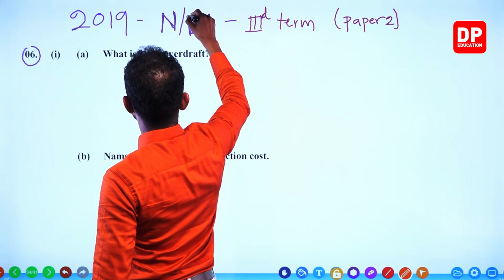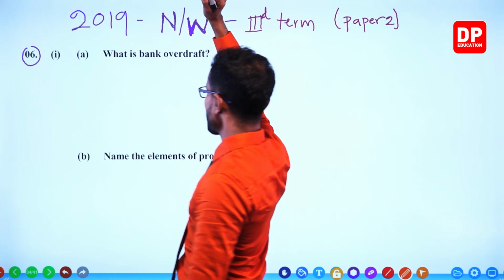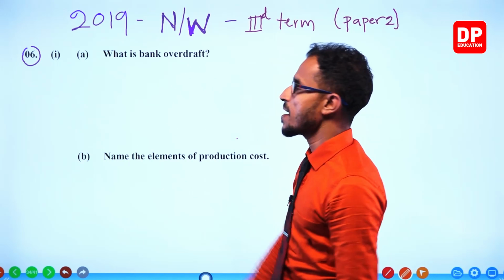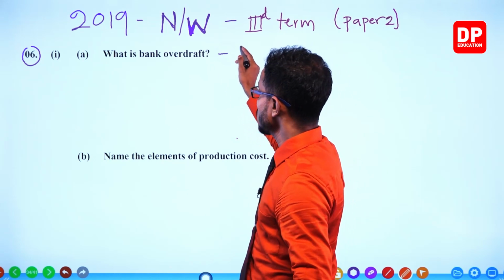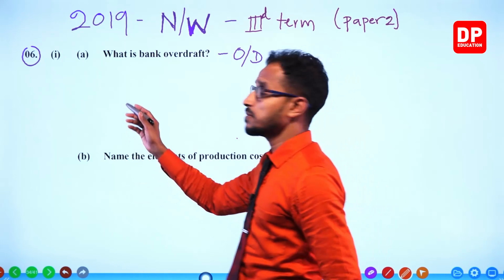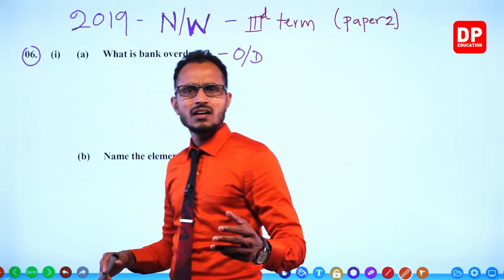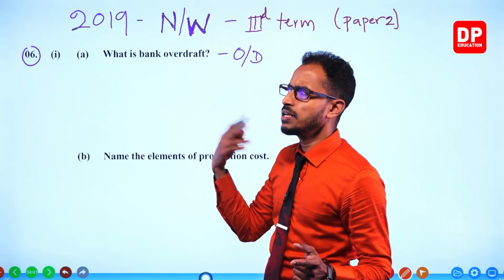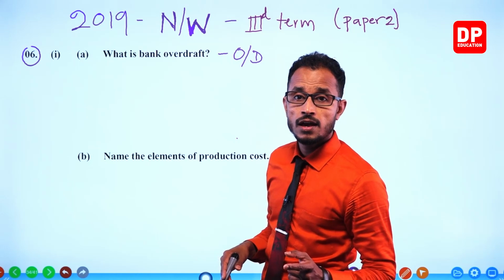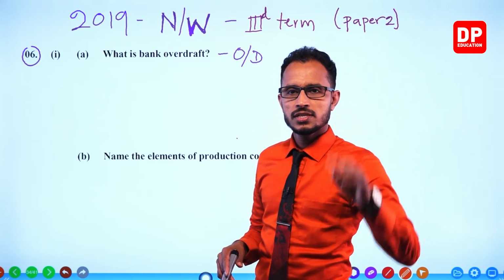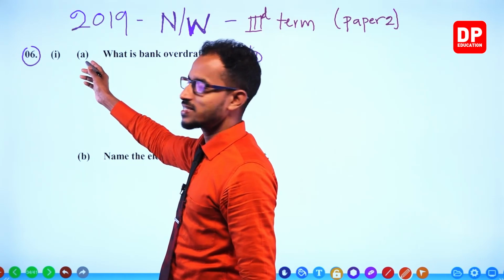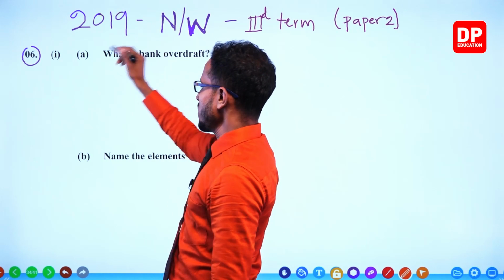Right. So, here we go. A. What is a bank overdraft? In 2 letters, we know what it is. It's an OD. I don't think there is anybody who does not know what an OD is. Who raised the hand? Nobody raised the hand, right?